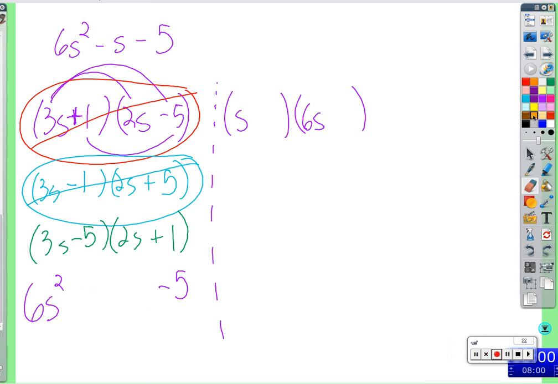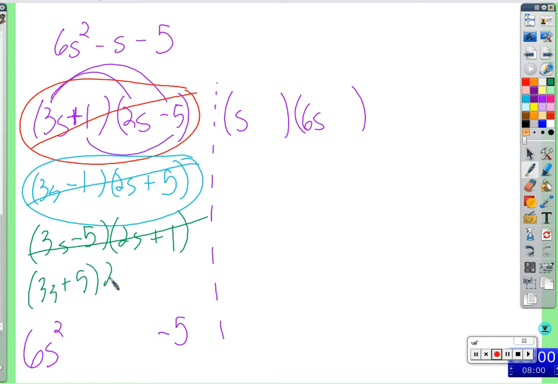You can see why I've just been crossing these out so we can be sure that we don't try that again. That's not what I want. There we go. Danielle, you have something? Would you do 3s plus 5 and then 2s minus 1? Switch the signs. Let's switch those signs. Yes, plus 5 and 2s minus 1.